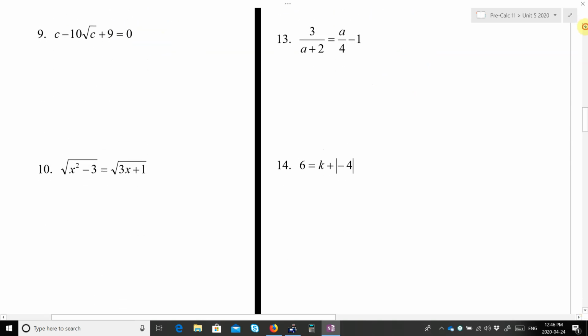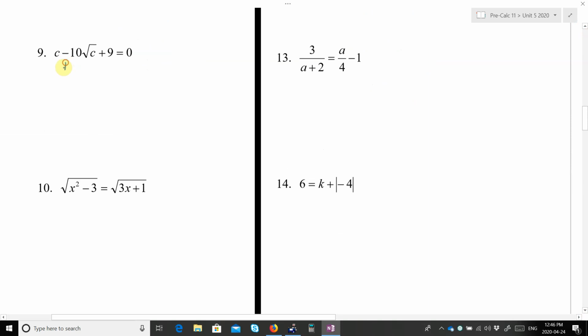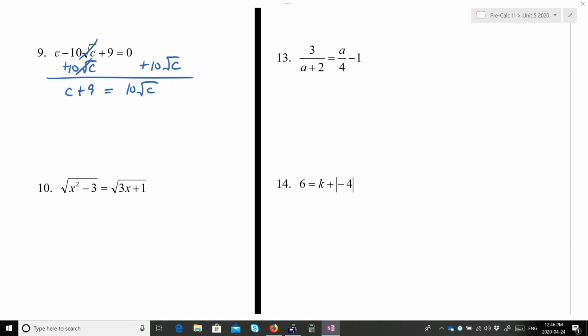Number 9, let's get the radical expression by itself first. So add 10 root c to both sides. We have c plus 9 equals 10 root c. Okay, when there's a number multiplied out front, we don't really have to get rid of the 10 before we square both sides, because squaring it looks like this. c plus 9 squared is c squared plus 18c plus 81. 10 squared is 100, and the square root of c squared would just be c.